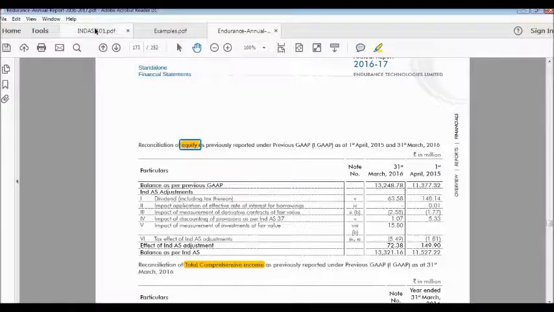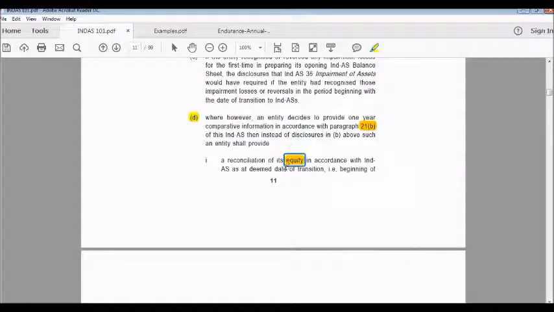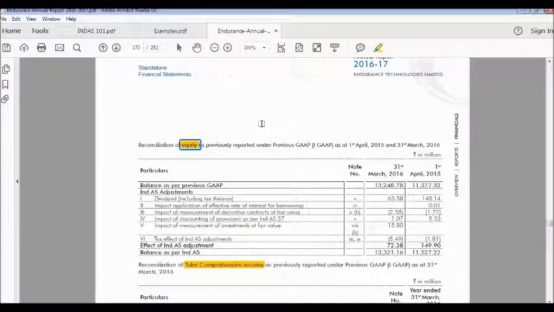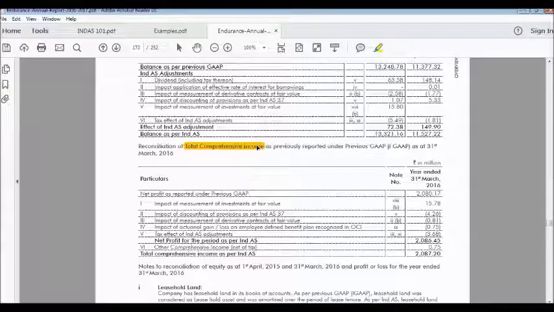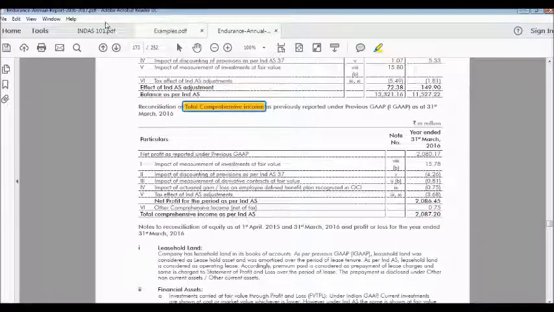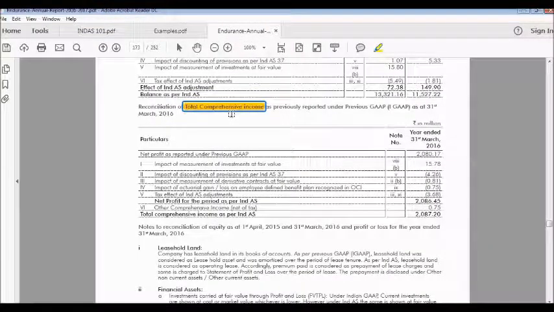Because the wording in Ind AS is reconciliation of equity, not reconciliation of the balance sheet, the main thing is the equity. But because people cannot understand the equity unless they understand the balance sheet, companies also make disclosure of the balance sheet. Then there is reconciliation of total comprehensive income. Because Ind AS requires disclosure of reconciliation of total comprehensive income instead of profit or loss, the company makes the disclosure of profit or loss and also total comprehensive income.